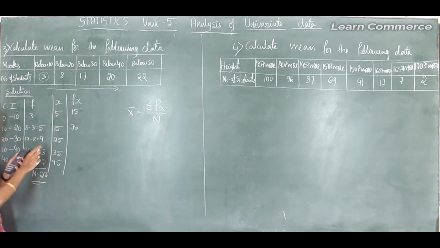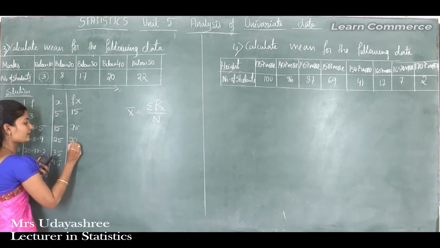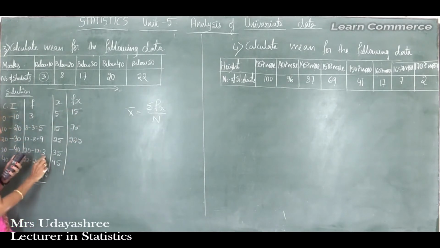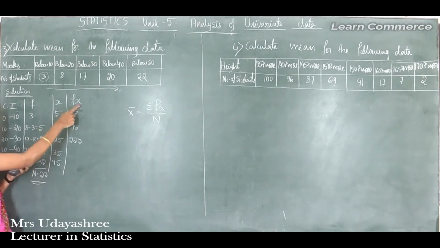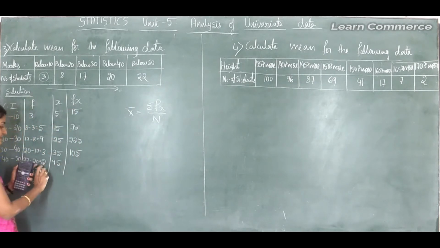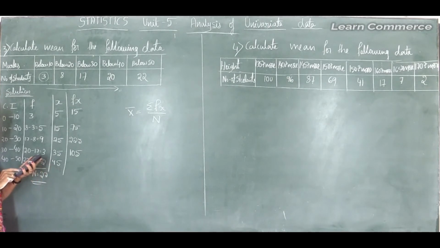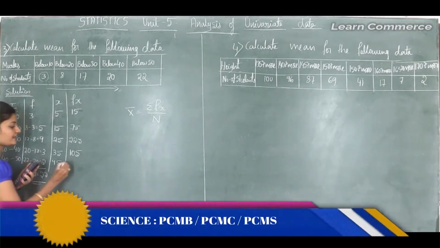Next here f observation is 9 and x observation is 25. So 9 into 25 that is 225. Next f observation is 3 and x observation is 35. So 3 into 35 that is 105. Okay, next f observation is 2, x is 45. So 2 into 45 that is 90.